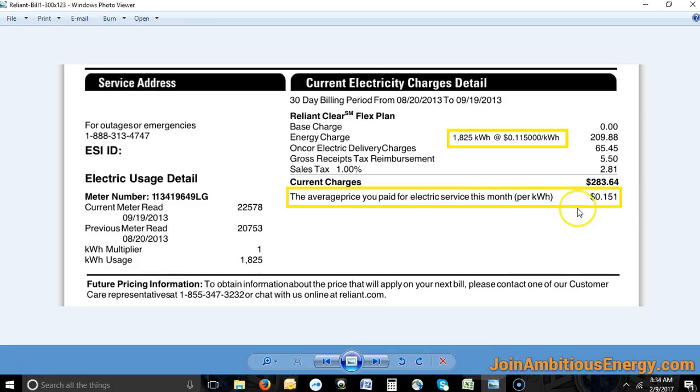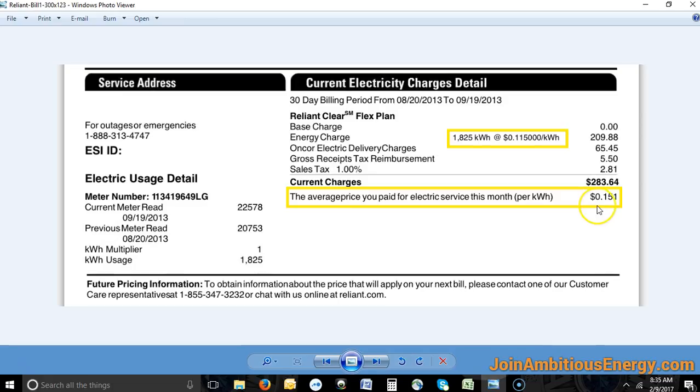It's not that you're being charged a different price depending on if you're using 1,200 kilowatt hours or 1,800 kilowatt hours. It's just that delivery charge gets stretched out more the more kilowatt hours you use, so the number is going to be different. But if you know the average rate, then you can do an apples to apples comparison.